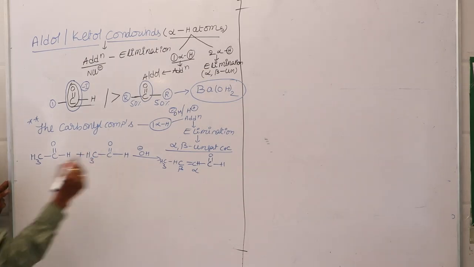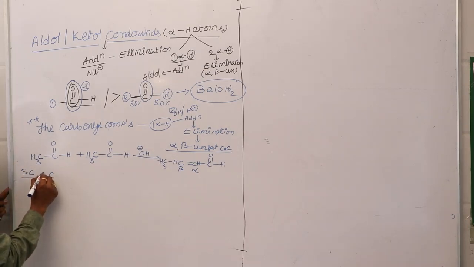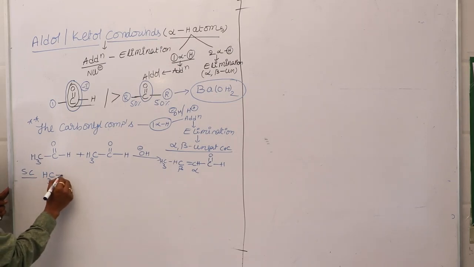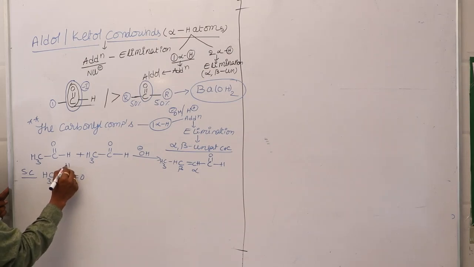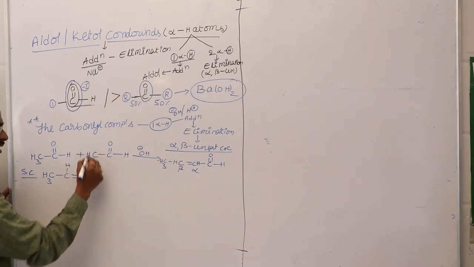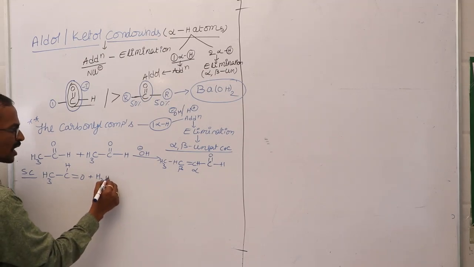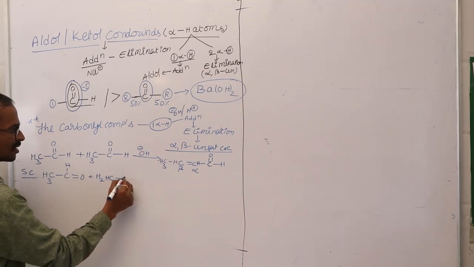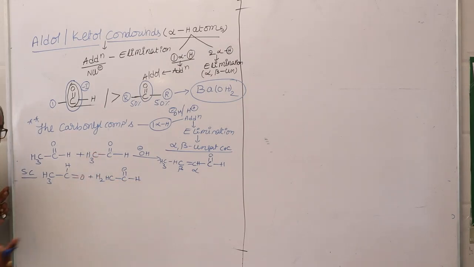So if you want a shortcut for this Aldol condensation, what is the shortcut? Simply you write the molecule like this: CH3, the double bonded oxygen facing this side, and a hydrogen here. And this alpha hydrogen atom, I'll write H2HC, C double bond O H, like this. So we can write like this.